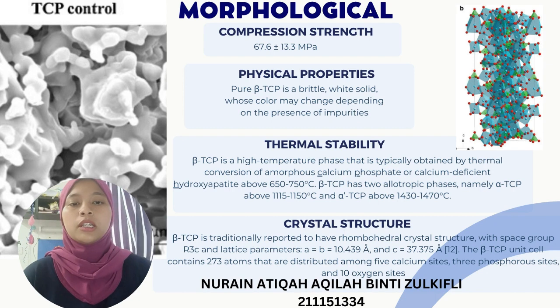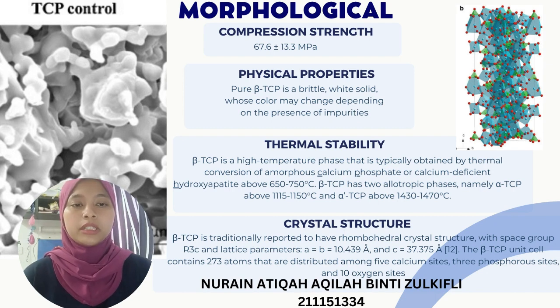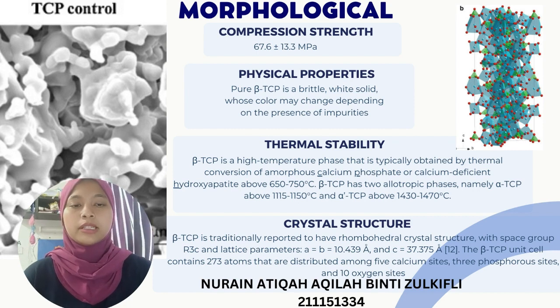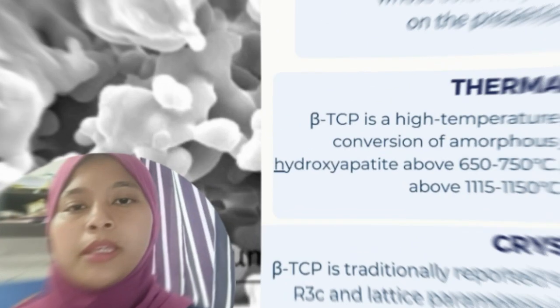Crystal structure: beta-TCP is traditionally reported to have a rhombohedral crystal structure, and beta-TCP itself contains 273 atoms that are distributed among 5 calcium sites, 3 phosphorus sites, and 10 oxygen sites. So the crystal structure of beta-TCP can be seen in the picture on the slides. That is the crystal structure of beta-TCP.